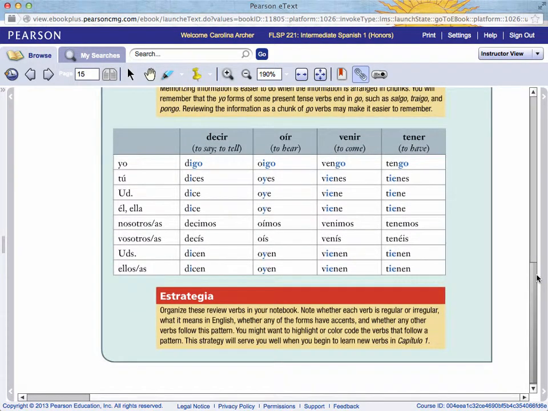Okay, so these are other irregular verbs that have irregularities in all of the persons. Decir, oír, venir, y tener. Notice how in this case, the yo form is very irregular. Yo digo, yo oigo, yo vengo, y yo tengo.